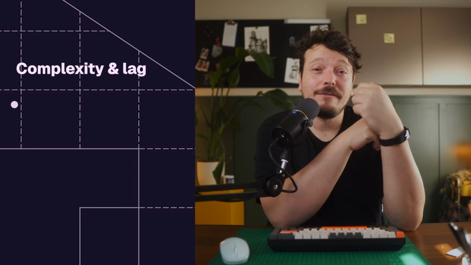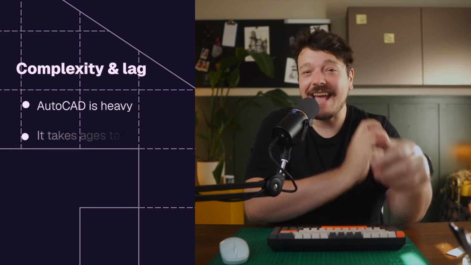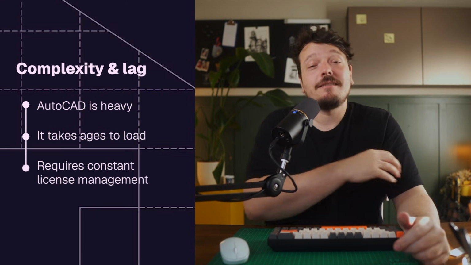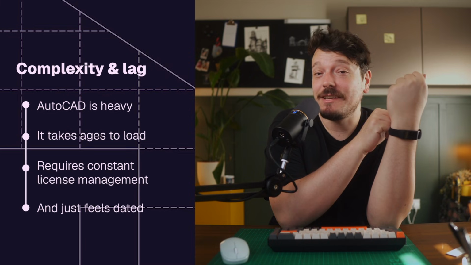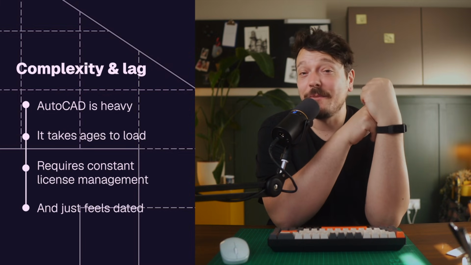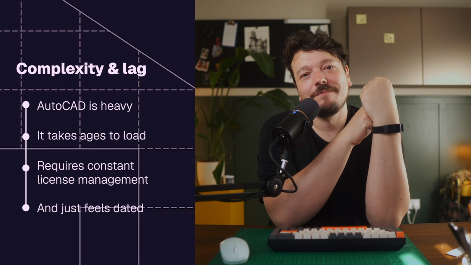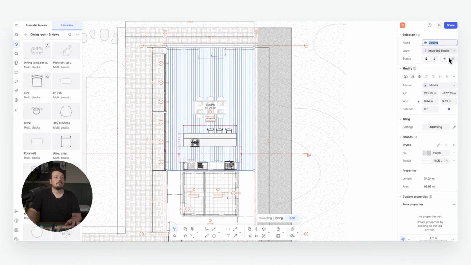And finally, let's talk about complexity and lag. AutoCAD is powerful, but it's also heavy. It takes ages to load, requires constant license management, and just feels dated. If you've ever tried to apply a hatch onto a surface in AutoCAD, you know that panic moment of wondering, will it crash? Rayon, on the other hand, runs entirely in your browser.